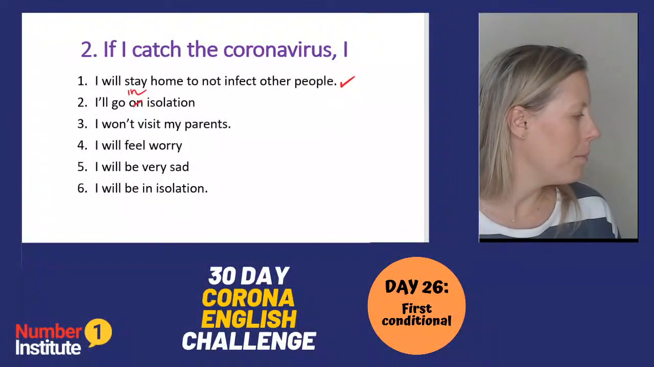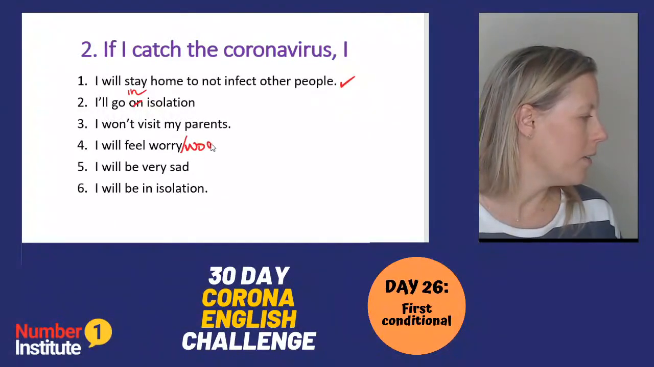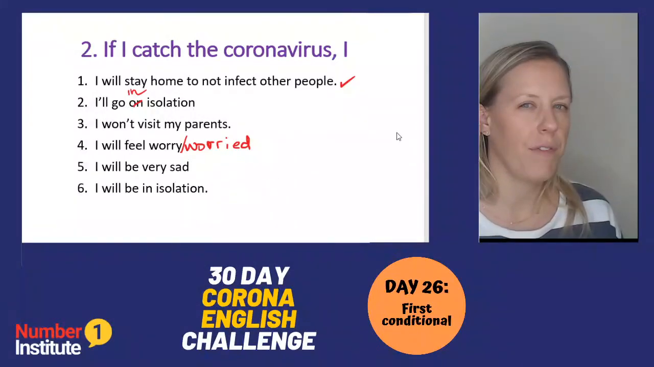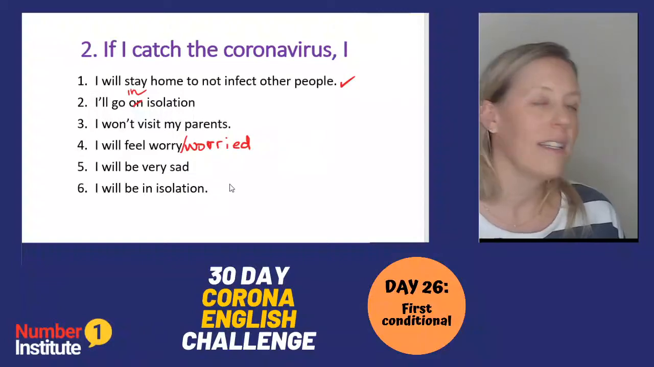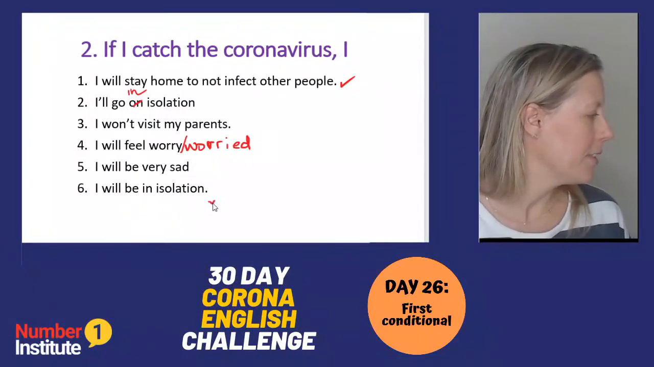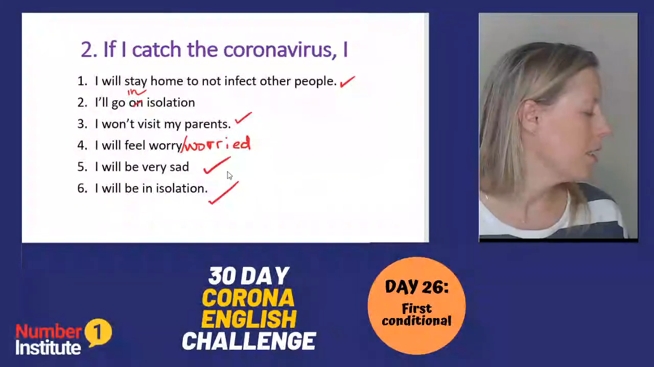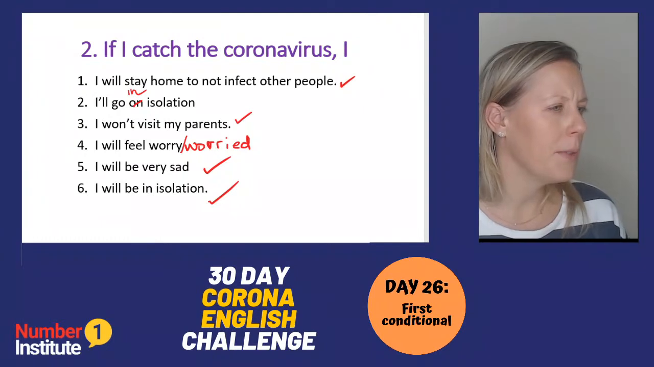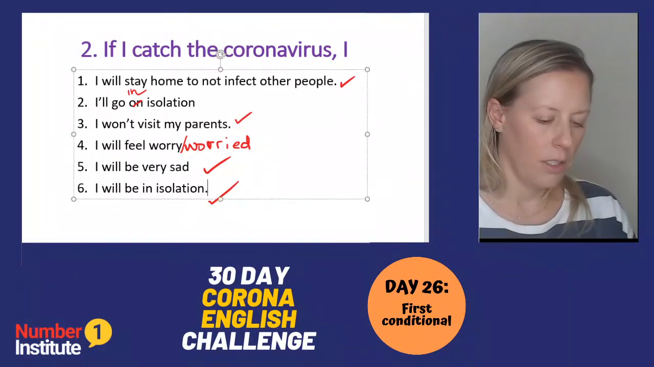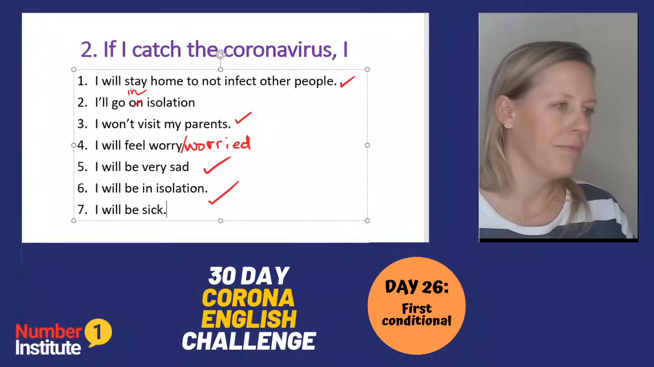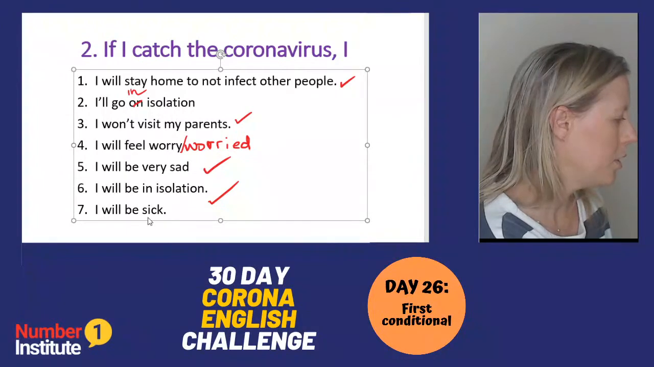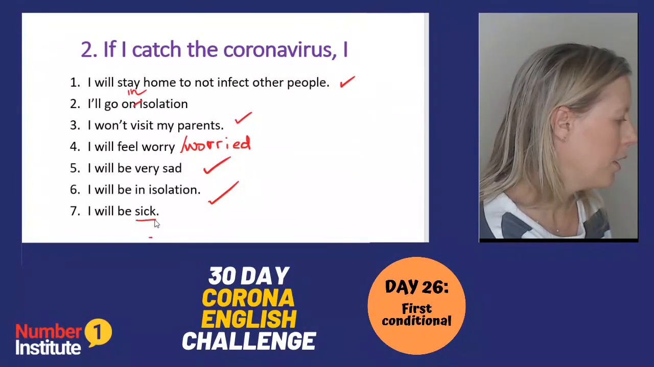I will feel worried. You can say that, but more common, we say worried. So worried is the adjective, the feeling. I will be very sad. Yes. Okay. And probably anxious and worried. Good. I will be in isolation. Perfect. Nice. All right. Oh, sorry, Abdelila. I will be right. Just correct your spelling. I will be sick. Good. Correct. Just check your spelling.